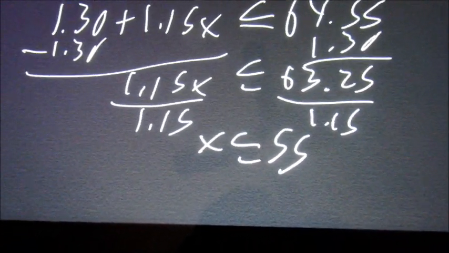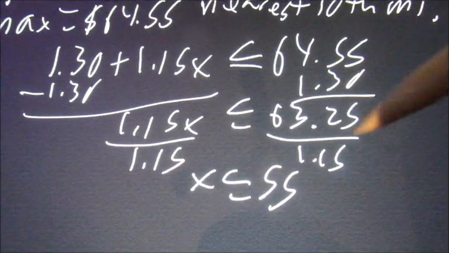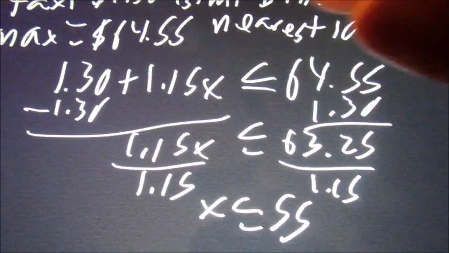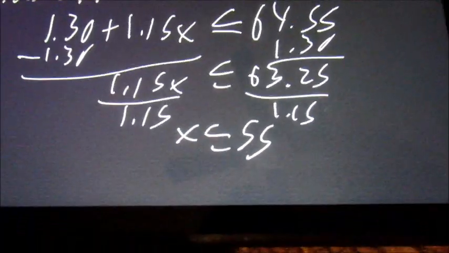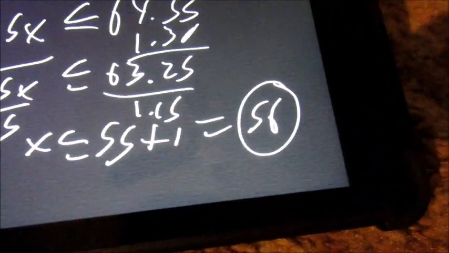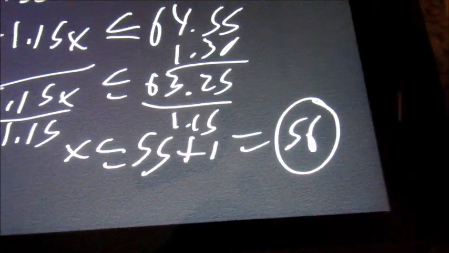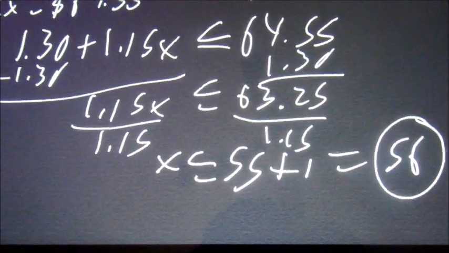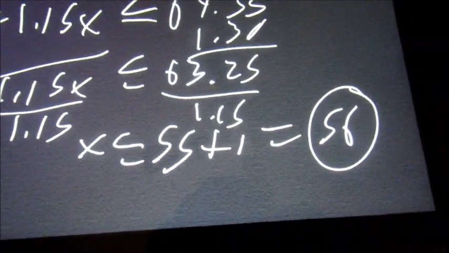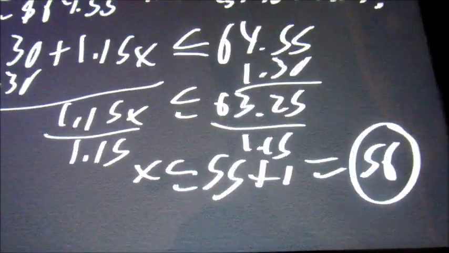So here, this is the tricky part of this question. It's saying that we're getting 55 miles, but we also have this first mile. So we have to add that back in. So our total is actually 56 miles. So remember on this one that you're solving for the additional miles and you have to add back the original first mile.